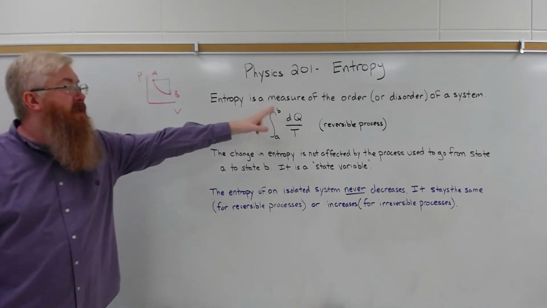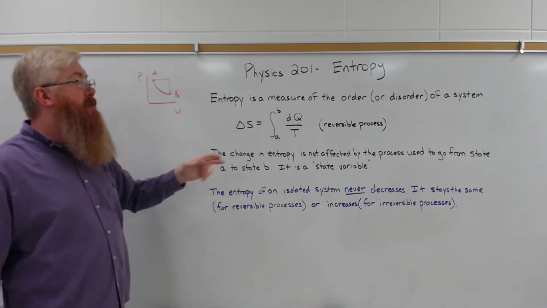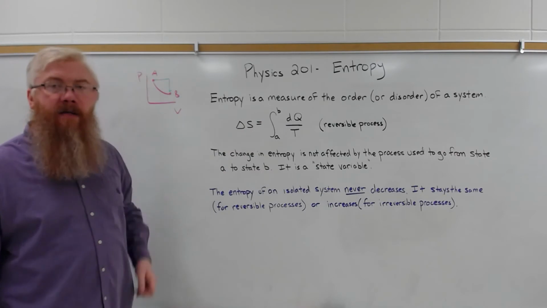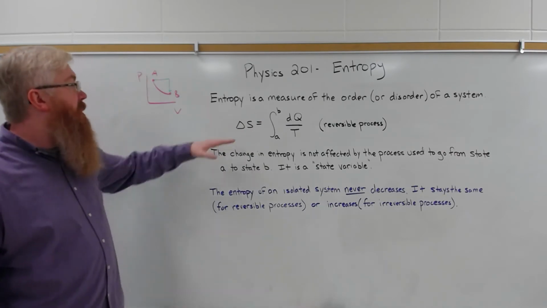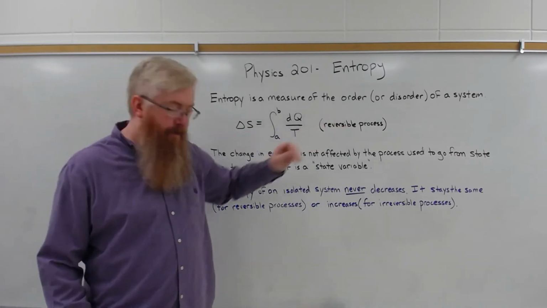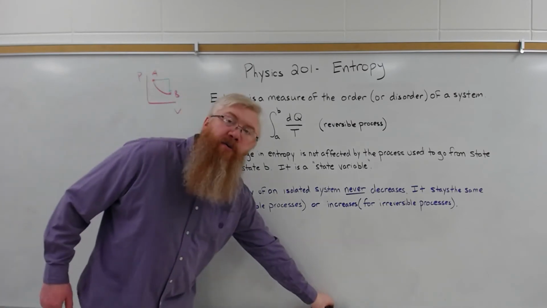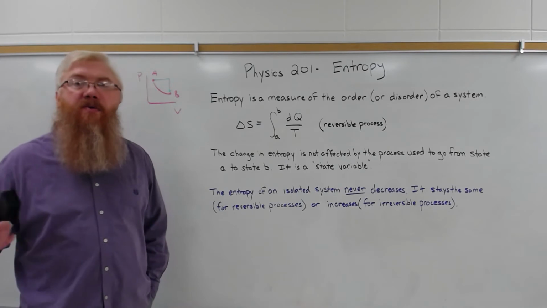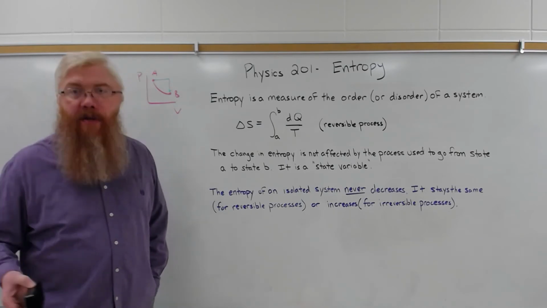So sometimes it's easier to assume an isothermal process and calculate the change in heat that would be required to calculate how the entropy changes. This applies for reversible processes. Irreversible processes, the entropy goes up even more because you lose energy, you lose heat to turbulent flows.